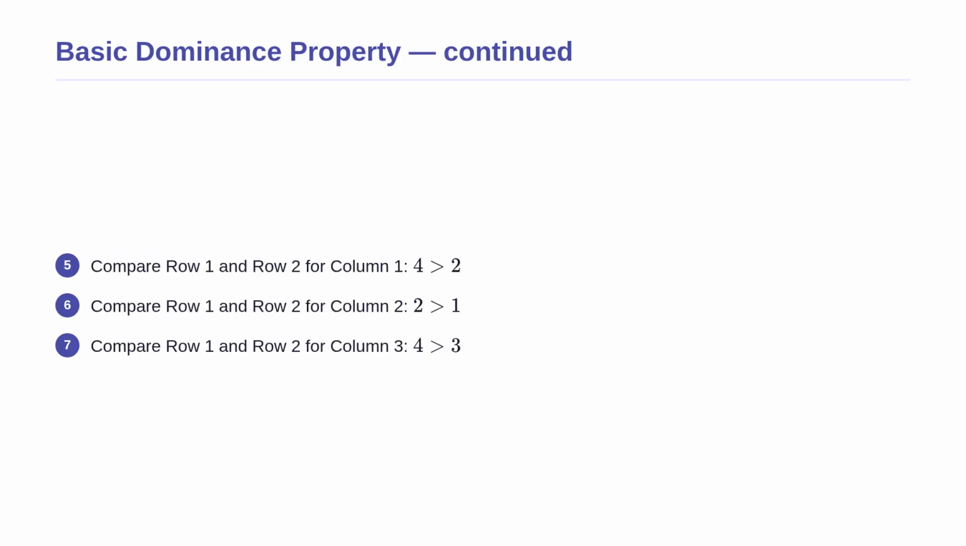Continuing with our matrix, let us compare row 1 and row 2 column by column. The first number in row 1 is 4, which is strictly greater than the first number in row 2, which is 2. Next, we examine the second column. The second number in row 1 is 2, which is clearly greater than the second number in row 2, which is only 1. Finally, we verify the third column. The third number in row 1 is 4, which is greater than the third number in row 2, which is 3. We have systematically proven that row 1 is consistently proving to be the superior choice.